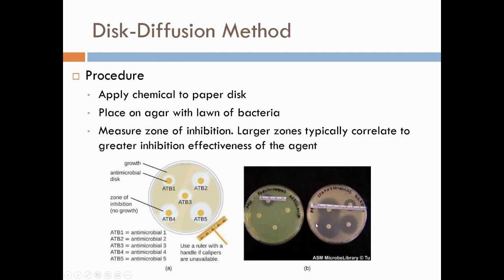Because different compounds diffuse at a different rate through the agar, the size of this is not comparable. I can't say this one's better than this one. It might have just diffused further through if I'm just looking at chemical compounds. If I use that Mueller-Hinton agar, I can look at the effectiveness of antibiotics or antimicrobials because I'm going to control the amount on the disc and I'm going to control the diffusion rate by using Mueller-Hinton.